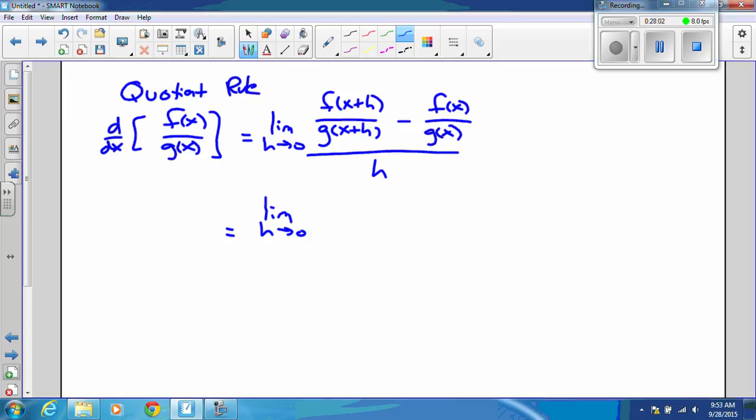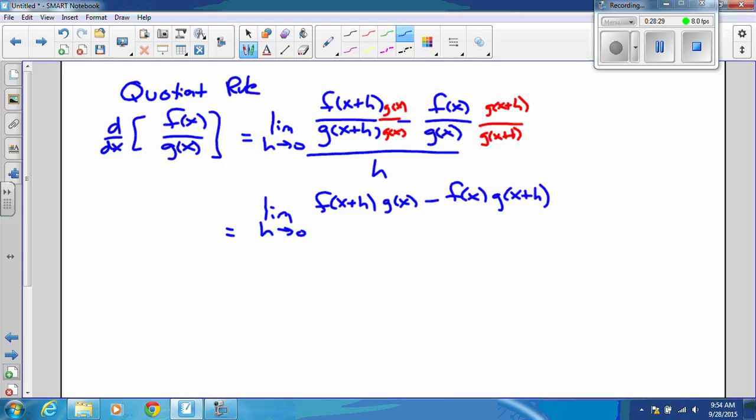Okay, so we're going to do what comes naturally here, which is to get a common denominator. And to do that, of course, that means g of x, g of x plus h, g of x plus h here. And so on the top, I get f of x plus h times g of x minus f of x, g of x plus h. On the bottom, I get g of x plus h.